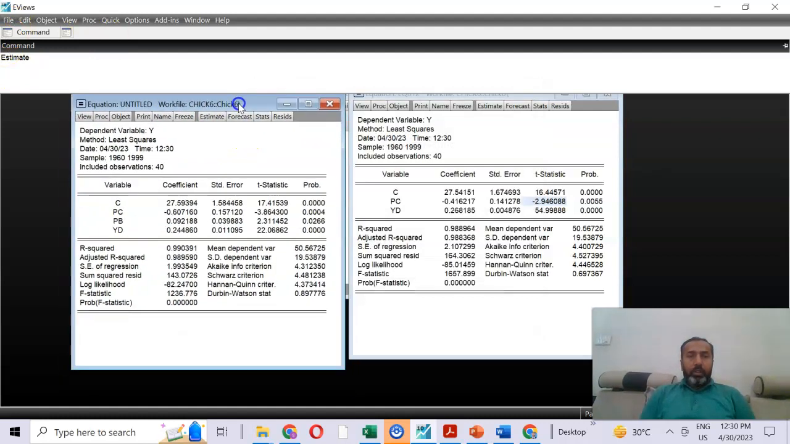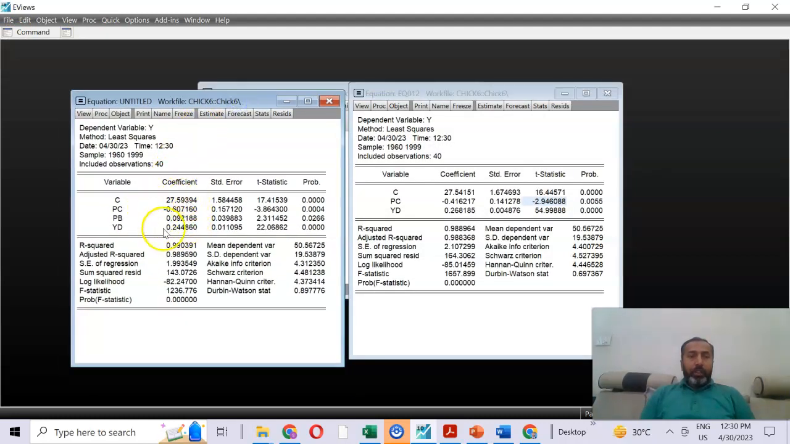Now, this was our original equation in which all the three relevant variables were included. And this is the equation where we dropped one variable, price of beef. Now, let's compare the values of adjusted R square first. If we round this adjusted R square of the original equation, it is 0.9995, and this is a little bit higher than the value of adjusted R square in the new equation. If we look at the value of R square, it is 0.99, here it is 0.98.